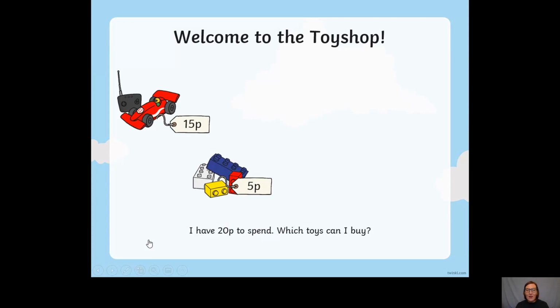15 add 5 gives me 20, doesn't it? From our number bond knowledge to 20. 15 add 5 gives me 20.